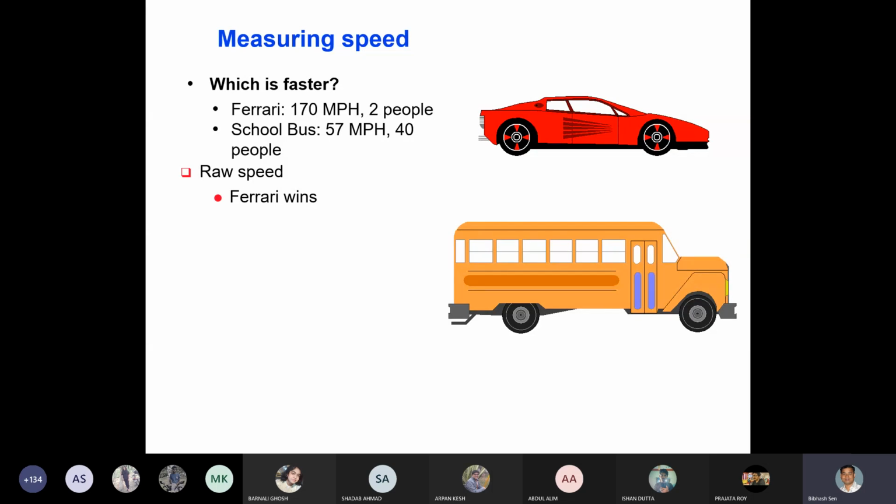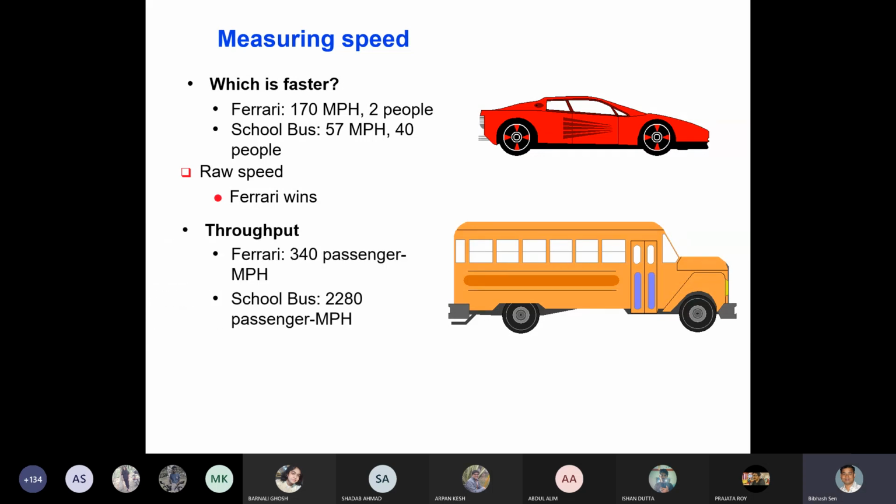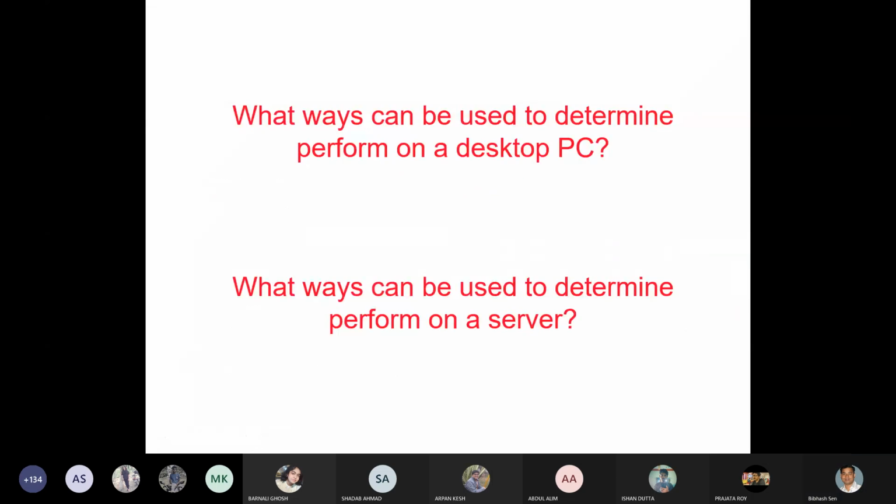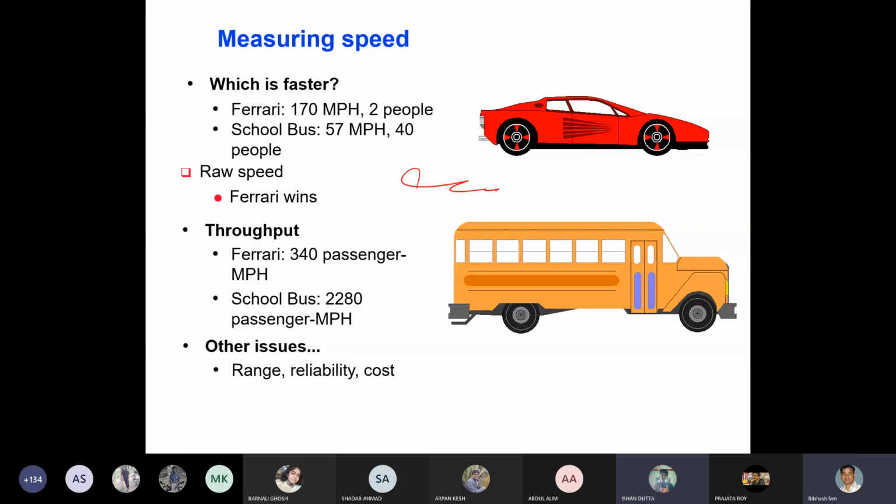Now, if you consider throughput for a particular duration, you will find that the Ferrari will take 340 passengers, but within the same time, the school bus will take 2280 passengers. Now, which has the maximum throughput? School bus. Now you can come to know one point, just for your knowledge: will you purchase your computer based on speed, or based on throughput? Sir, that depends; the criteria differ. Am I correct or not? Now the criteria completely differ.